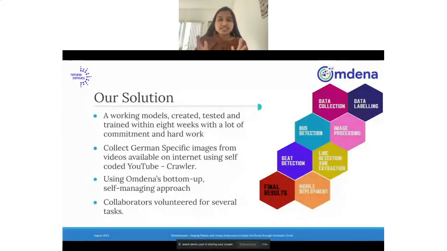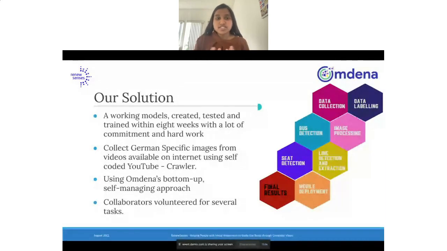We had tasks like data collection, data labeling, bus detection, image processing, so many different things that I'll discuss in the upcoming slides. But among all these, each collaborator, we call them collaborators, takes up a specific task and collaborates with several others along the line to see which way they can actually focus on, or which is the one that they can build. And this was concentrated on Europe.